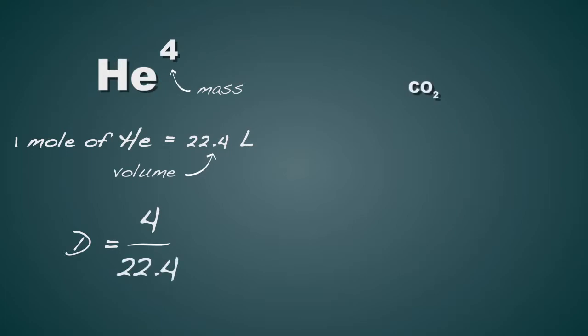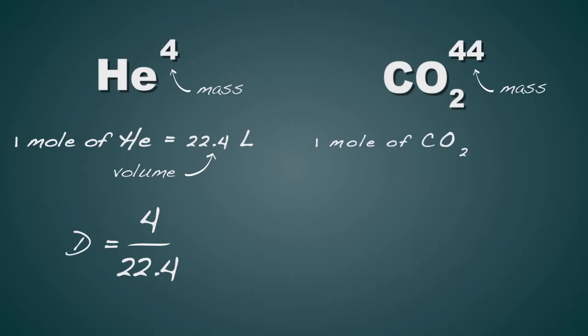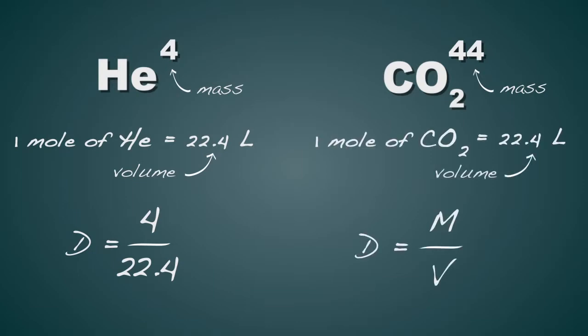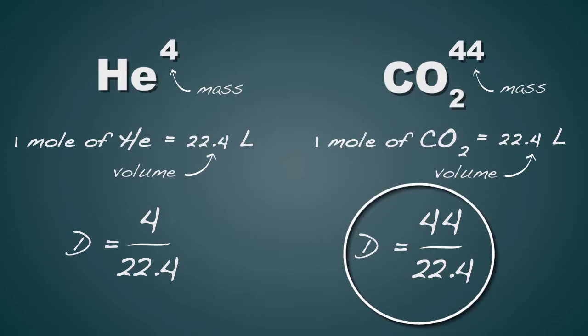However, if I have carbon dioxide, the molar mass of carbon dioxide is 44 grams per mole. It's a larger molecule. If I have 1 mole of carbon dioxide, it would still occupy 22.4 liters. So the density would be 44 divided by 22.4 liters. That is a greater density. Let me show you.